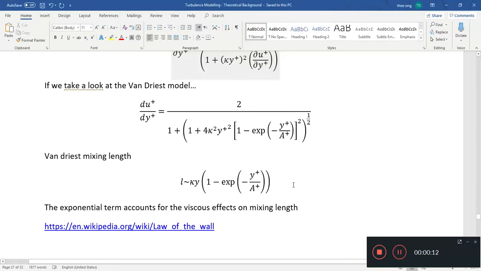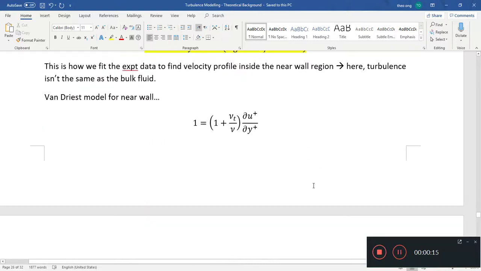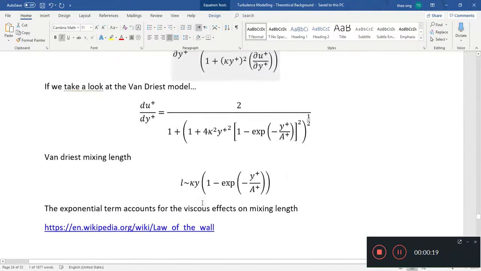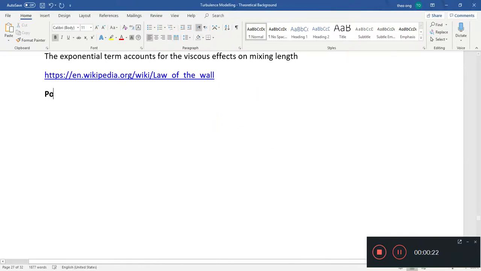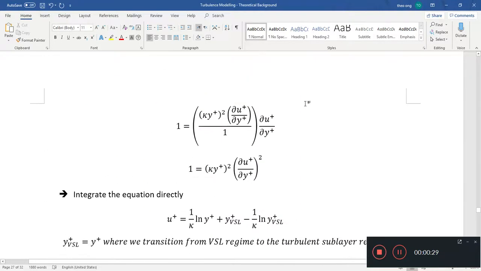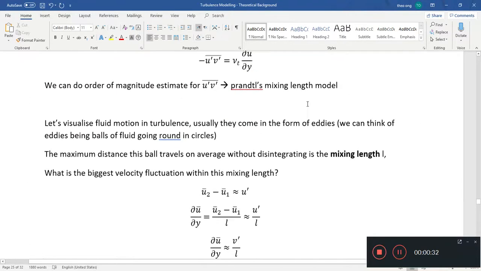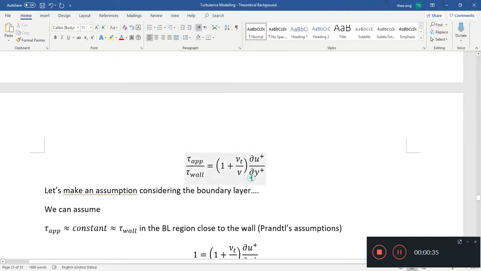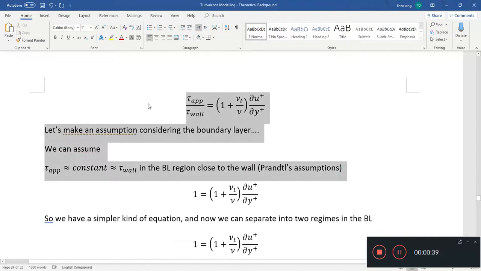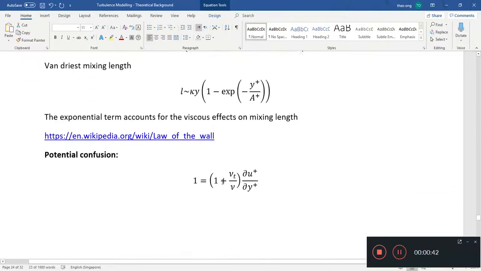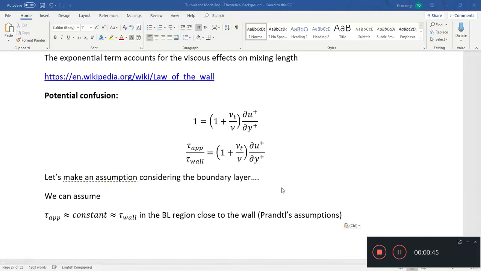Before I carry on, I want to clarify a potential confusion. I have this formula which we discussed in the last videos, and it came from this assumption here. We made the assumption that tau apparent and tau wall are pretty much the same, so that it is constant throughout this boundary layer region.